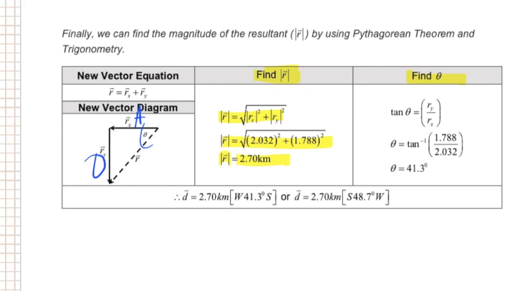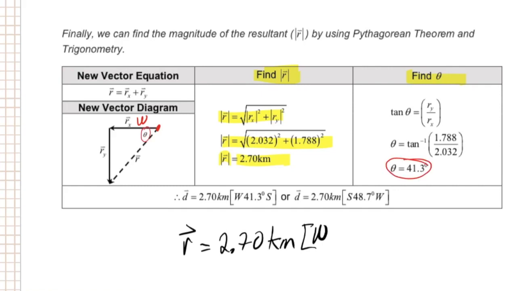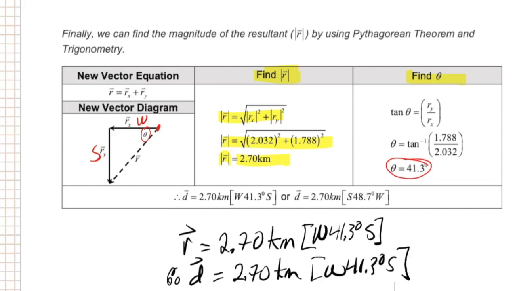So finally, tan theta is equal to the opposite side, which is our Ry over our adjacent, which is Rx. Putting in our numbers, then we get an angle. And now for our concluding statement. The resultant is equal to 2.70 kilometers. And then let's take a look. We're starting here. So we go this way first, which is west. And then we turn 41.3 degrees, and then towards the south. So R is equal to 2.7 kilometers west, 41.3 degrees south. And since we're asked for displacement, we just replace R with D. So there you go. That's how you do the component method.